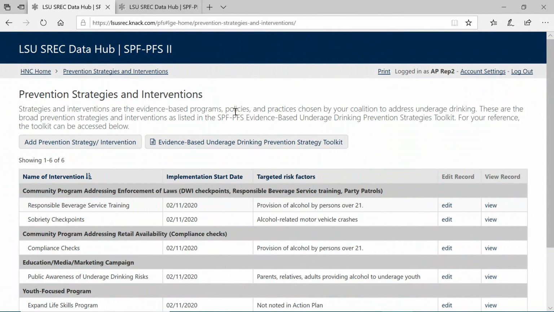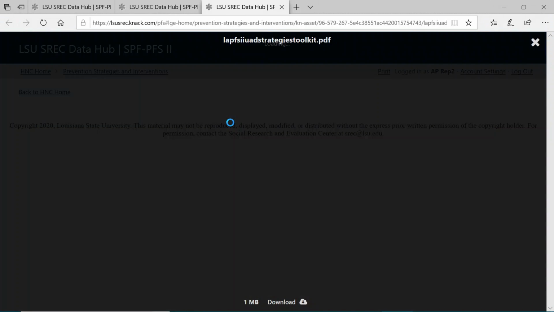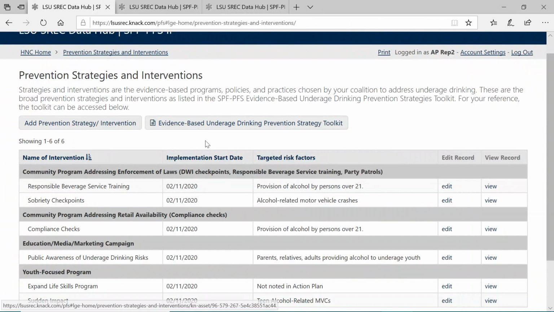coalition to address underage drinking. These are those broad prevention strategies and interventions that are listed in the evidence-based prevention strategy toolkit. For your reference, I do have that linked here. If you click this link, it will open up another tab with a PDF of the evidence-based strategies toolkit, so you can reference it there.